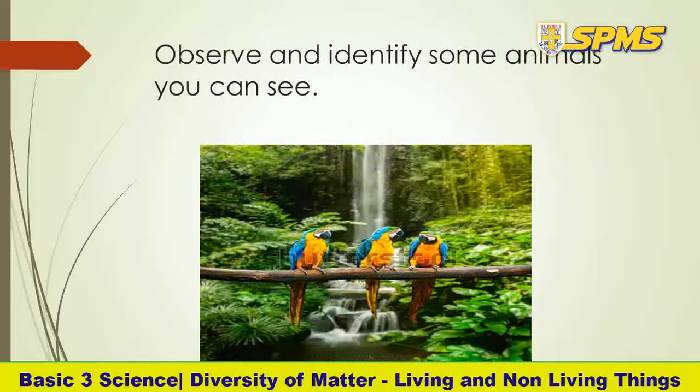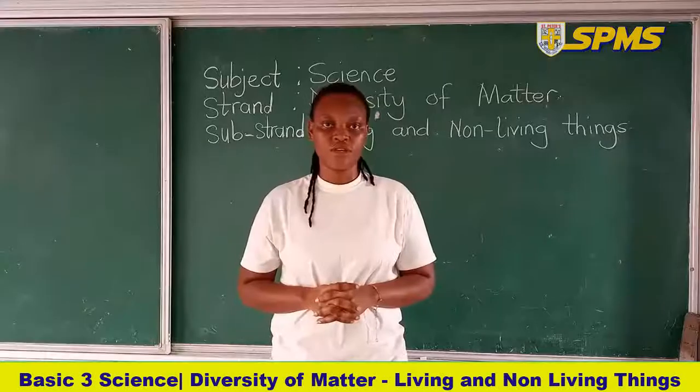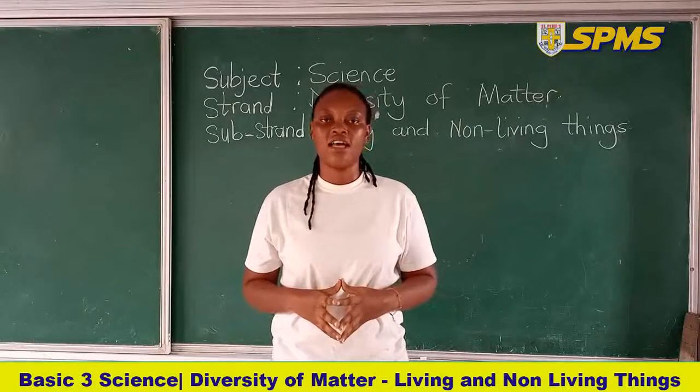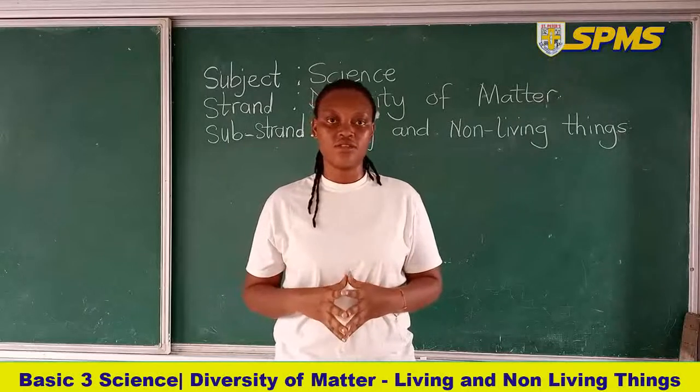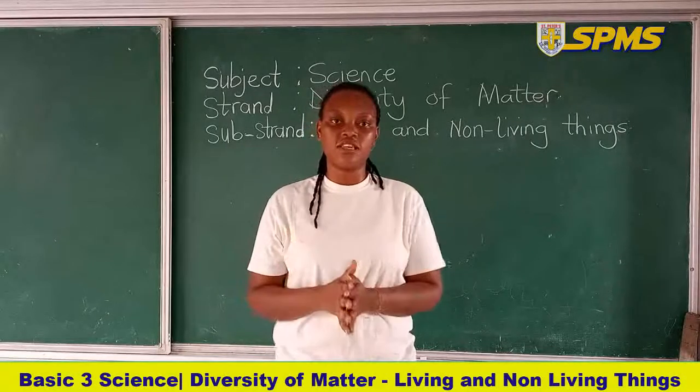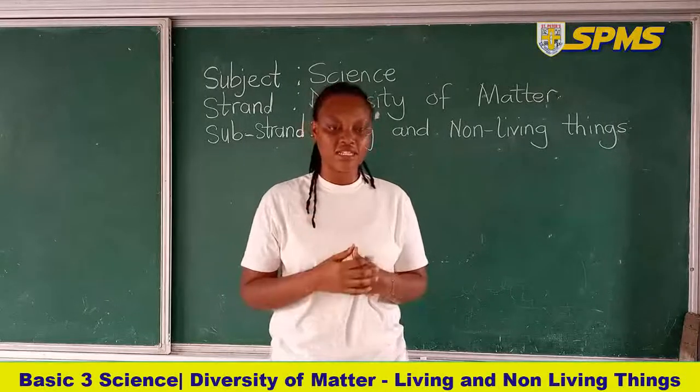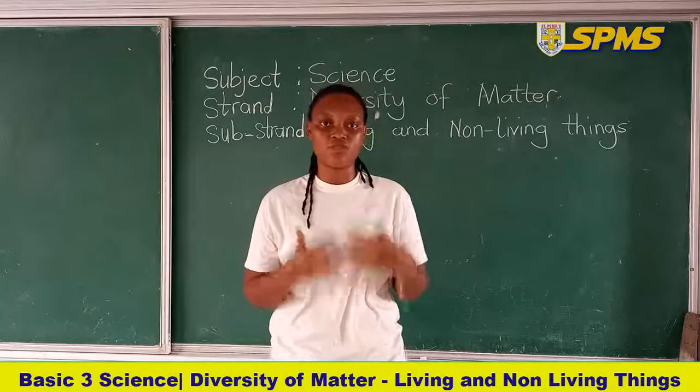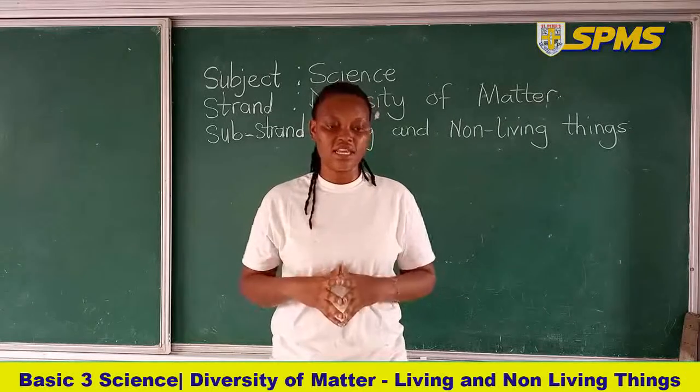Okay, the second picture. Observe and identify some animals you can see. So there's one type of animal there. That is the bird. What type of bird is that? The parrot. Very good. So these are some of the living things, or the 2 types of living things that we have. That's the plants and then the animals. That is what we'll be looking at in this lesson.